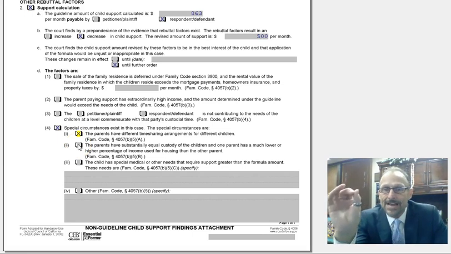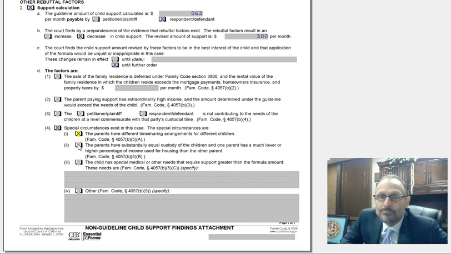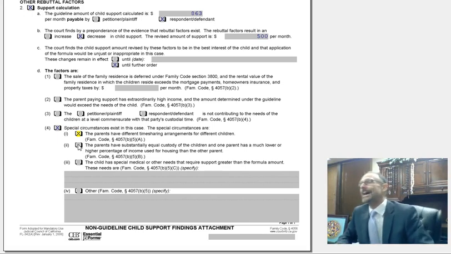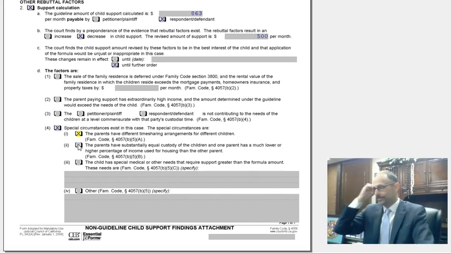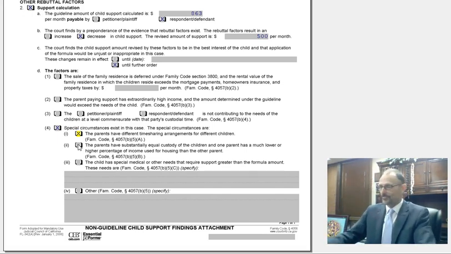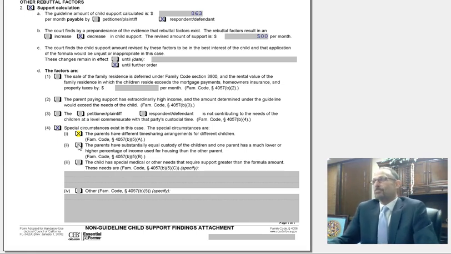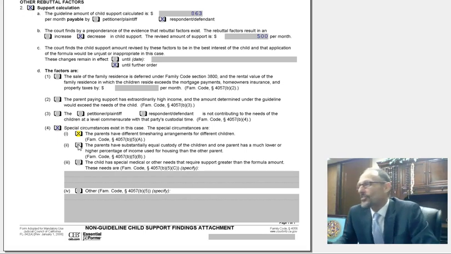The parties have a substantially equal custody of the children, and one parent has a much lower or higher percentage of income for housing than the other parent. So let me explain what that means. That is, let's say, for example, you guys have a 50-50 custody arrangement. You guys live 2 blocks apart, and you have a 50-50 custody arrangement. You guys both work full-time, but let's say you're even using the same daycare provider that's in the neighborhood or something. But dad's income is $130,000 a year and mom's $50,000 a year.